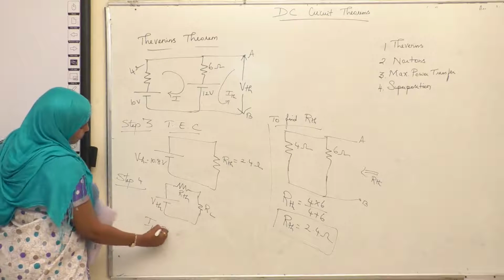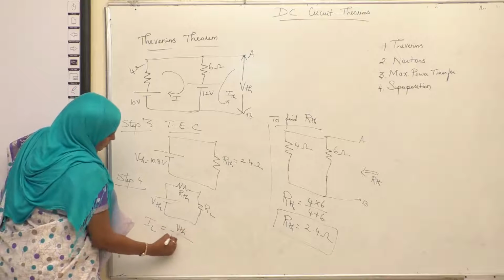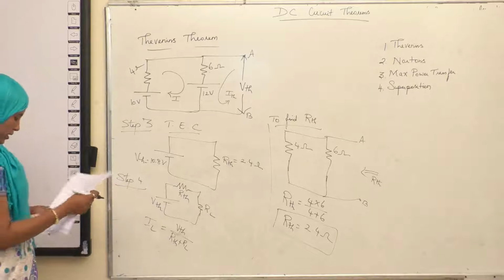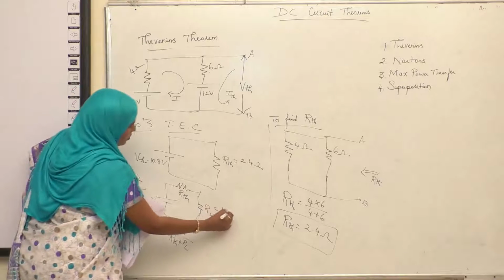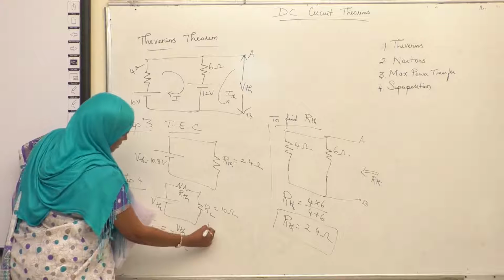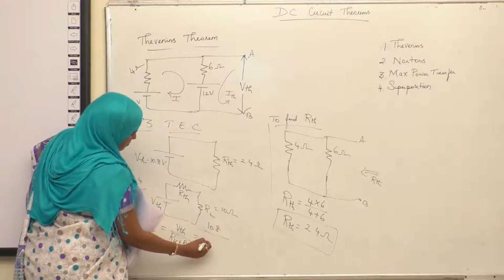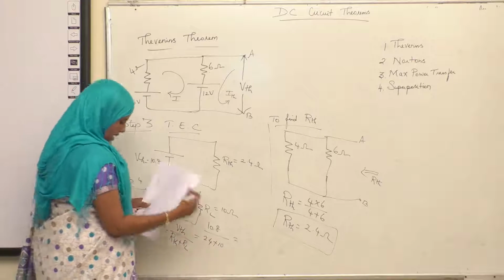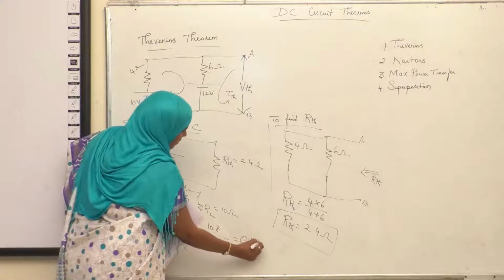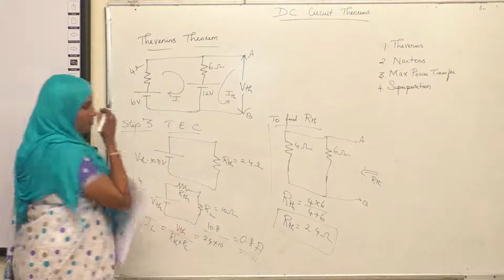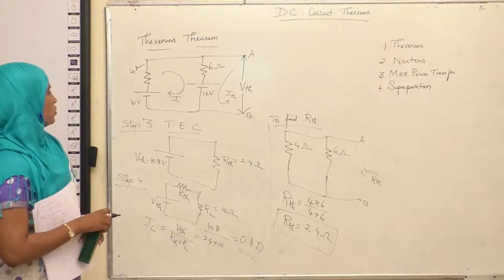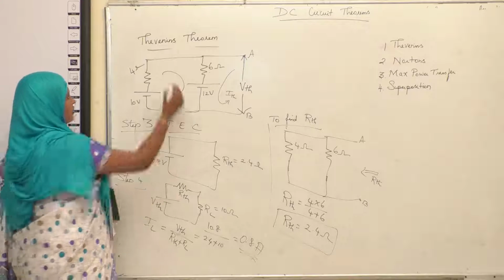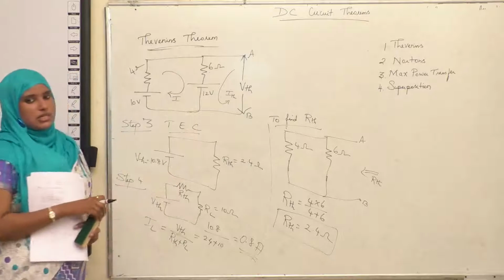So your IL formula is VTH by RTH plus RL. And your load value is 10 ohm. Just substitute in this: 10.8 by 2.4 plus 10, which gives you a value of 0.8 ampere. So this is your final answer. This is a very simple way to find the load current using the first theorem, that is Thevenin's theorem.